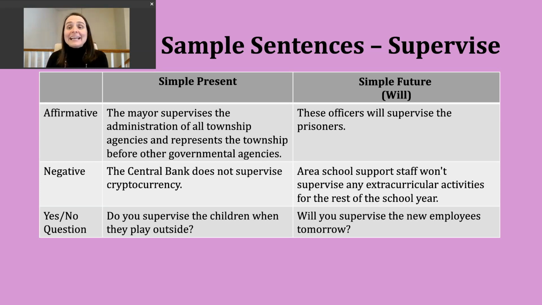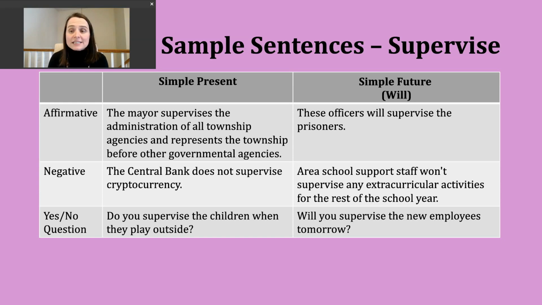Let's talk about making a negative simple future sentence. Again, doesn't matter what our subject is, that's going to come first. Then we're going to have will, not, and then the base verb. You might also hear the contraction won't. That's W-O-N apostrophe T. Okay? I actually use that contraction in my example sentence here.